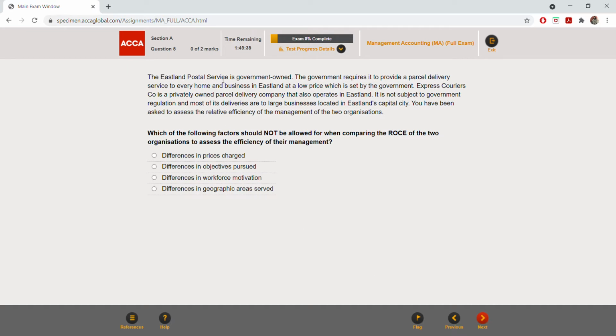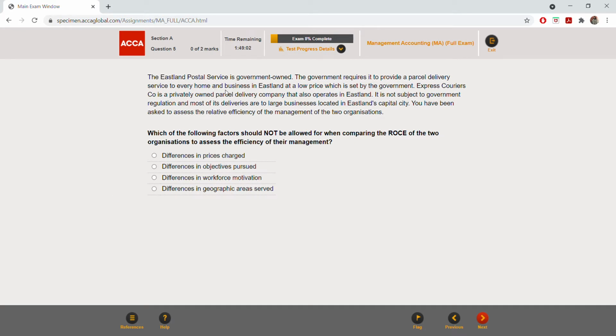Before reading this case study, make sure that you read at least the question so that you understand what the case study is about. Which of the following factors should not be allowed for when comparing the return on capital employed of the two organizations to assess the efficiency of their management? Differences in pressure, differences in objectives pursued, differences in workforce motivation, or differences in geographic areas served.